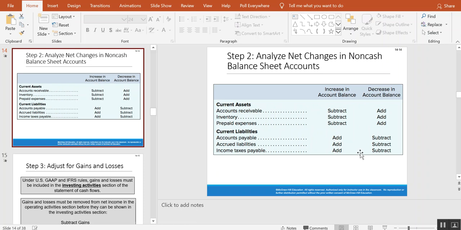Current liabilities are the opposite. So you can see the current assets here, if they increase, are a reduction of cash. But if we increase current liabilities, we're actually increasing cash because we're increasing those balances and not using our cash to pay those down. If we have a decrease in those liabilities, it's always a reduction in cash.